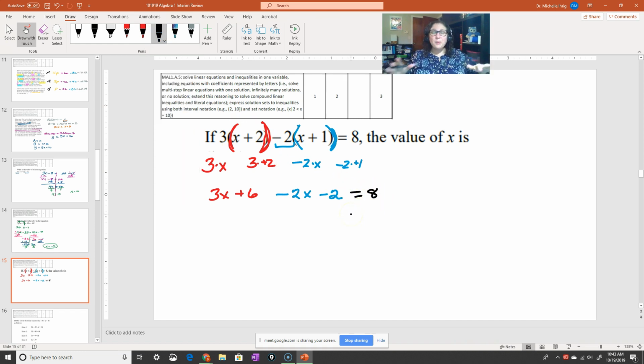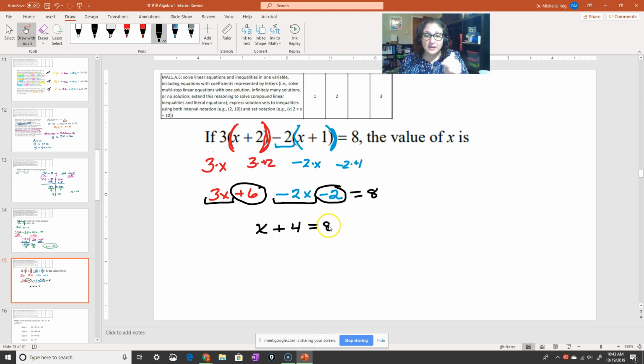Okay? Now that the parentheses are gone, now I can do what I need to do to get everything cleaned up. So I'm going to look, okay, do I have any variables? Yes, I have x. So because I have x, that means I'm going to need to combine my like terms. So I'm going to say, okay, well, I have 3x here, and I have negative 2x here. So they're both x's. 3 minus 2 is 1, so I'm left with plain x. Then I have positive 6 here. There's no numbers. There's no variables next to it. I'm sorry. Negative 2, 6 minus 2 is positive 4, and that equals 8.